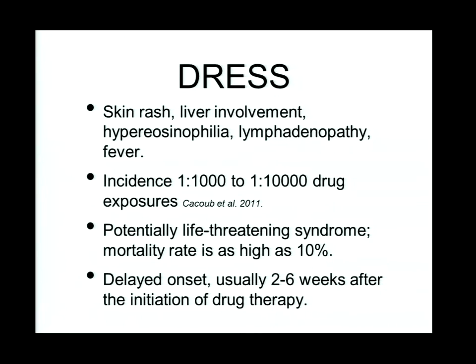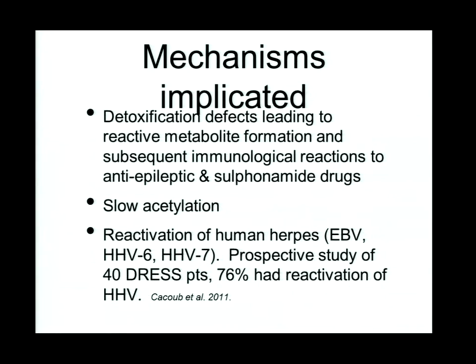Incidence can be as high as 1 in 1,000 to 1 in 10,000 drug exposures, and it is a potentially life-threatening syndrome. The mortality rate can be as high as 10%, and the drug that's often associated with a high mortality rate is actually allopurinol, most of the drugs. And the interesting thing about DRESS is there's quite a delayed onset for most of the drugs, usually 2 to 6 weeks after the initiation of drug therapy before DRESS symptoms occur.